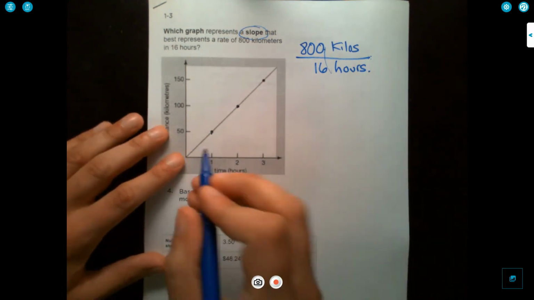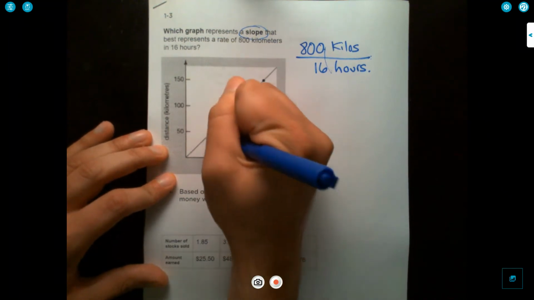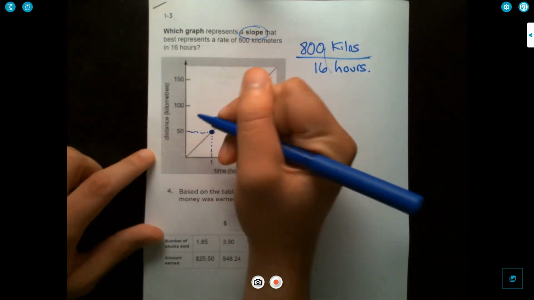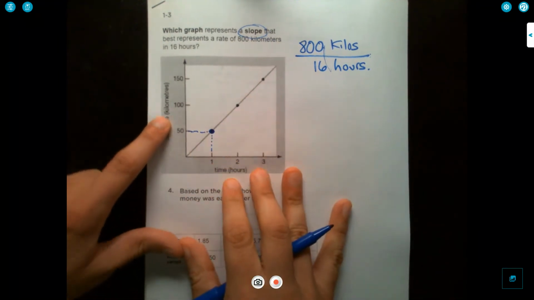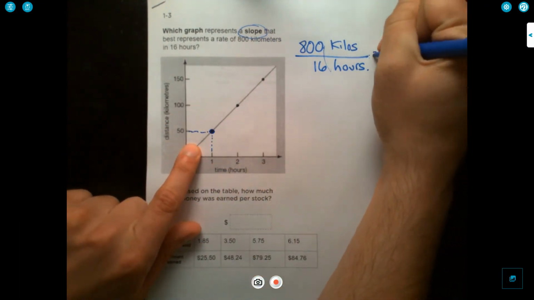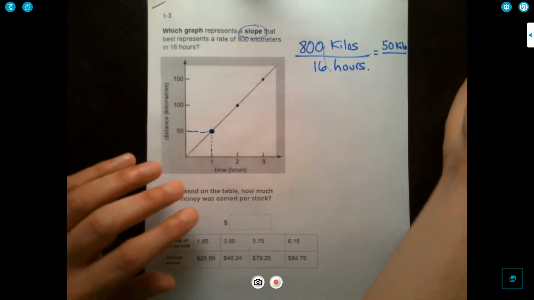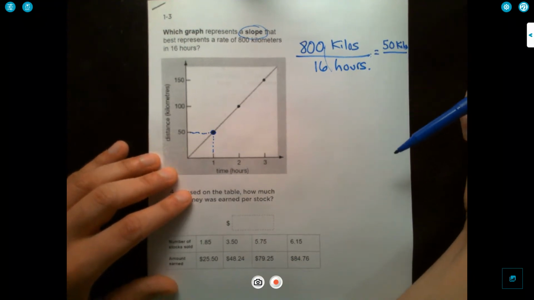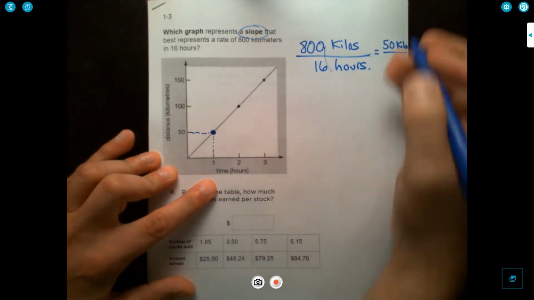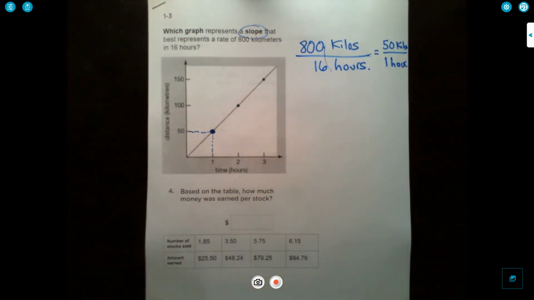So for example, let's take a look at this pretty point. It tells us the distance in kilometers, so make sure you pay attention to your axes. They're telling us 50 kilometers, so I'm going to write 50 kilos in 1 hour. This is when you see if it matches, if it reduces to the same number. So we need to type 800 divided by 16 and see if it matches 50 divided by 1. Basically, we need to see if it has the same slope.